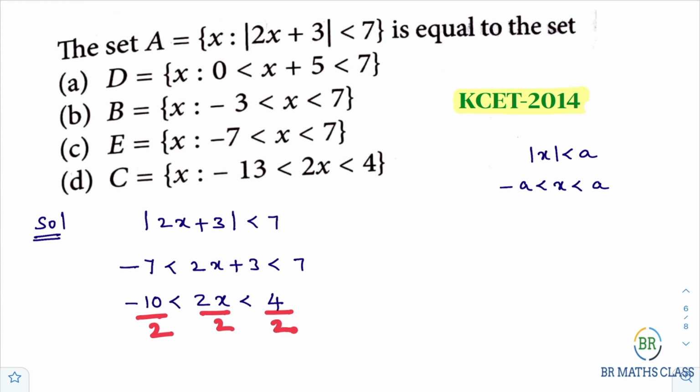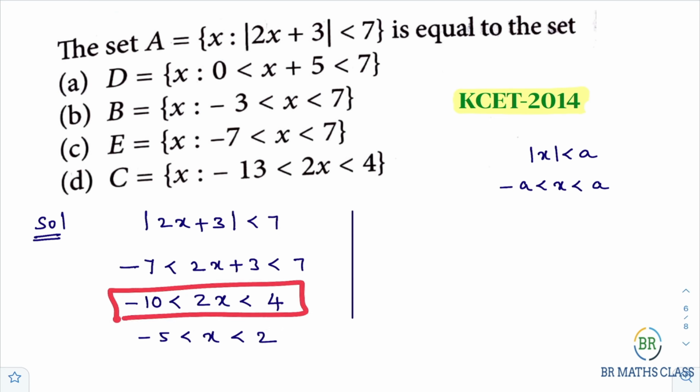As 2 is a positive real number, the sign of inequality remains the same. So here I'll divide this complete inequality by 2. What will you get? Minus 10 divided by 2 is minus 5. Minus 5 less than. When I divide this by 2, 2 will get cancelled. You will get x here. x less than 4 divided by 2. 4 divided by 2 is 2 only. So I hope you understand. I divided this complete inequality by 2. As 2 is a positive real number, the inequality sign remains the same.